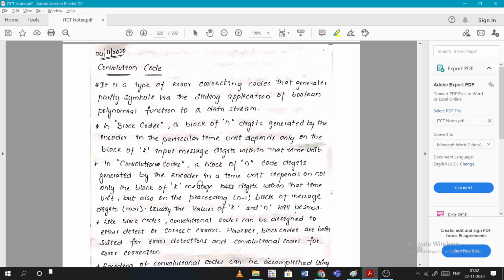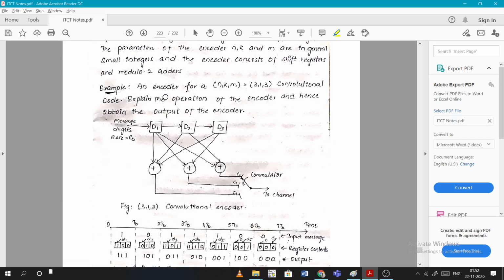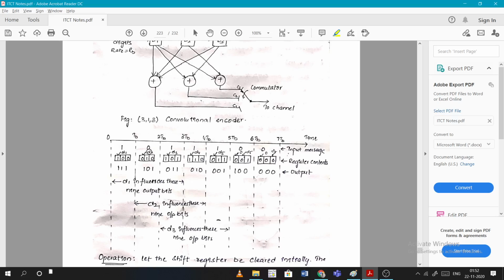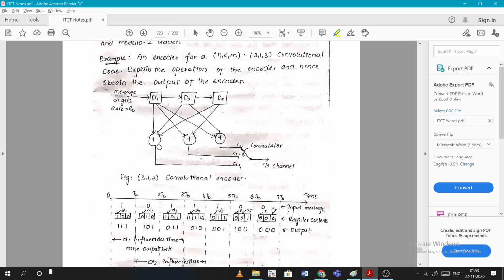So basically what he is saying is, in a block code, the n digits generated by the encoder in a particular time unit depend only on the block of k inputs, right? That means it depends on n and k only. But in a convolution code, it depends on the k bits and also on the n-1 blocks of message. In general, I will tell you what the dependence is here. Wait, I'll tell you after this.